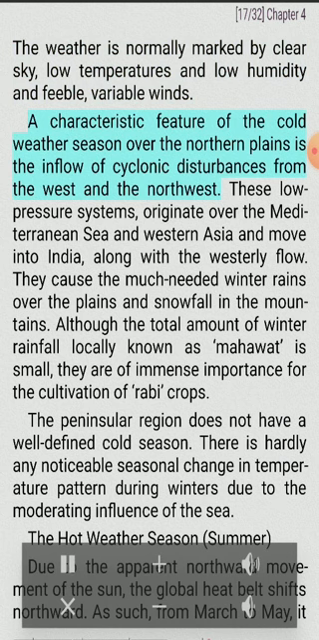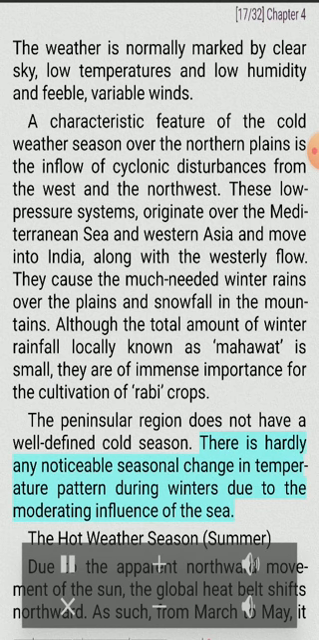A characteristic feature of the cold weather season over the northern plains is the inflow of cyclonic disturbances from the west and the northwest. These low-pressure systems originate over the Mediterranean Sea in western Asia and move into India along with the westerly flow. They cause the much-needed winter rains over the plains and snowfall in the mountains. Although the total amount of winter rainfall, locally known as Mahawat, is small, they are of immense importance for the cultivation of rabi crops. The peninsular region does not have a well-defined cold season.